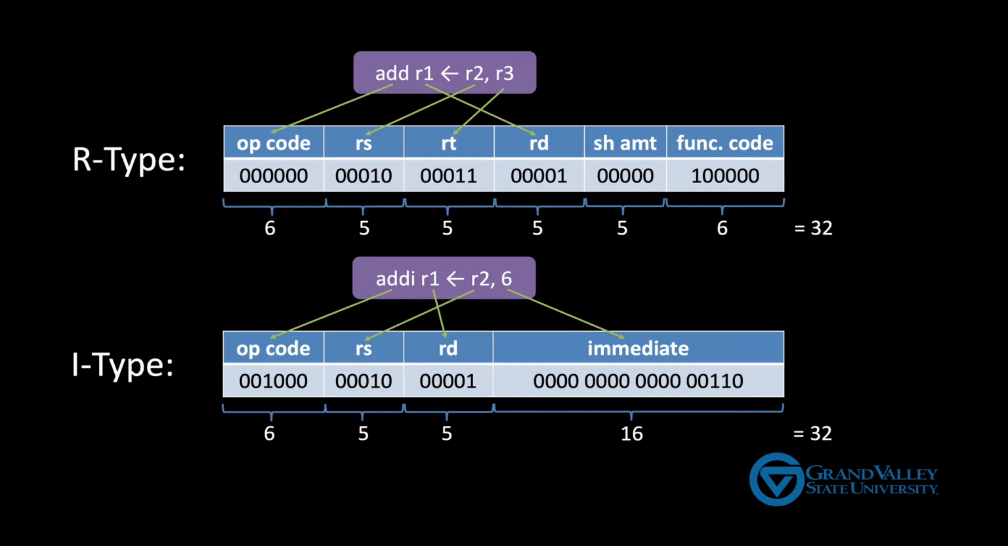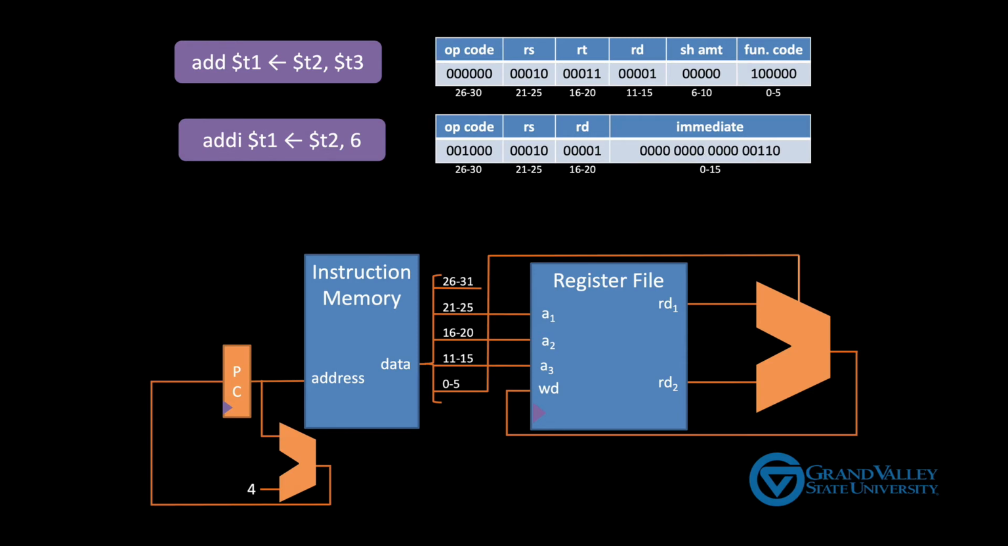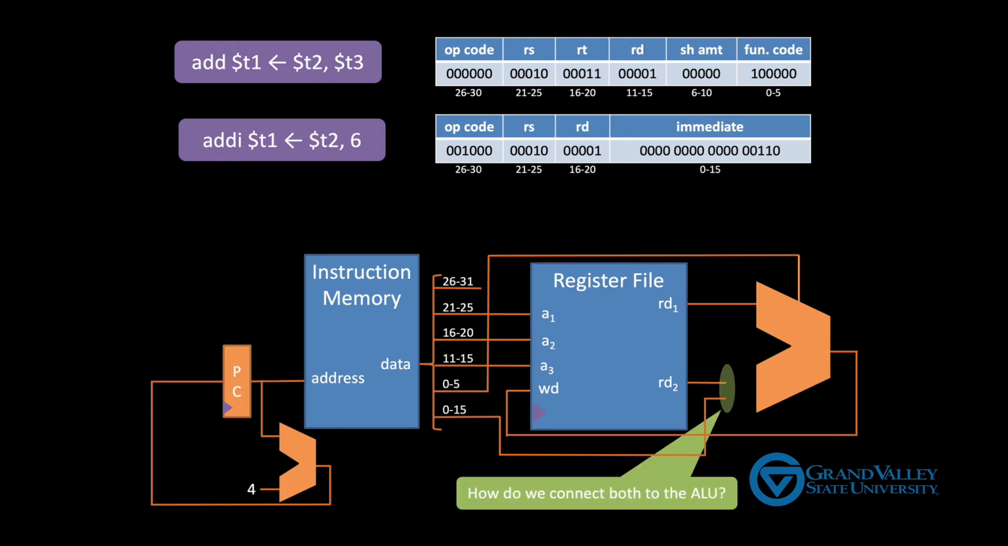when doing so leads to a better overall design. So now let's see what changes we need to make to the CPU to support these I-type instructions. Here's our current CPU, and we want to add support for instructions that look like this. The fundamental change we need to make is that we need to get the immediate value from the instruction to the ALU. But now we have a small problem. We have 2 competing values for the ALU's second input. How do we connect both to the ALU?